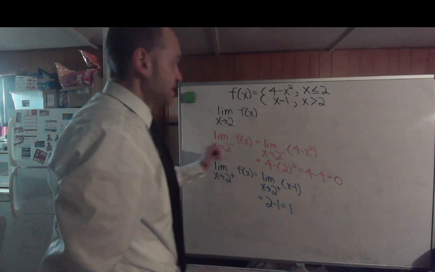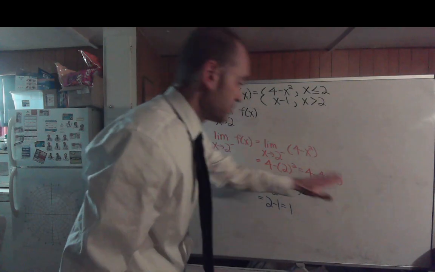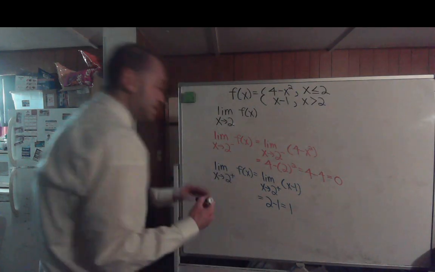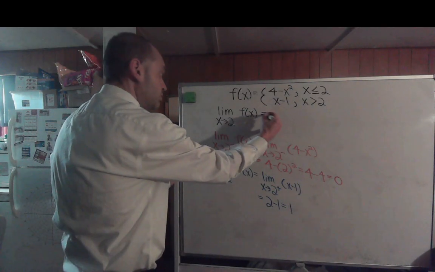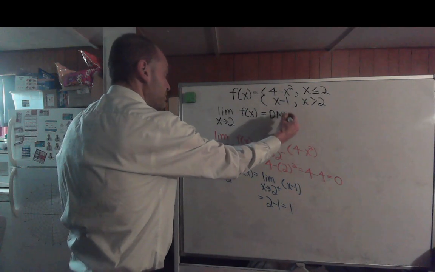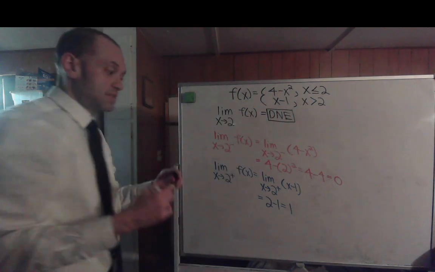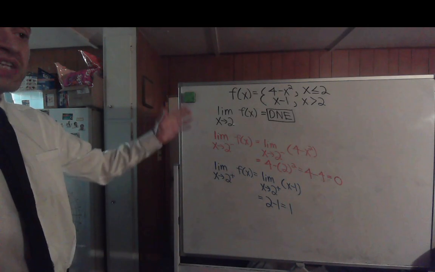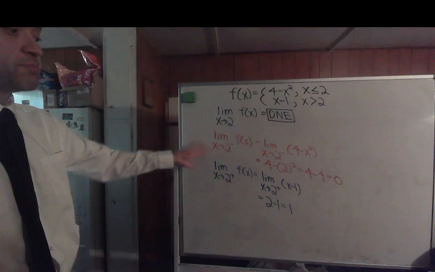So the left-handed limit of this piecewise function at x equals 2 is 0. The right-handed limit is 1. Well, that means these two limits don't match. That means what we can say is this general limit does not exist. Now, sometimes it will exist at the break points. It does sometimes exist. You have to do your left-handed limits and right-handed limits, and then you can determine if it exists or not.